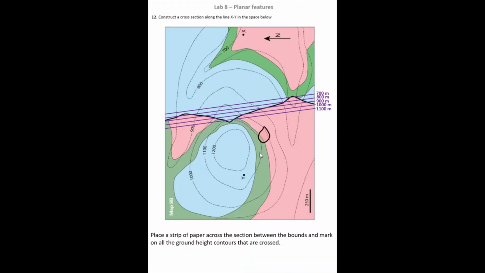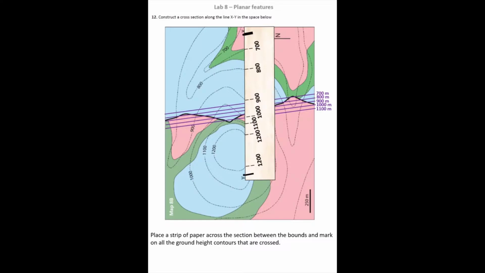Okay, next question is asking us to construct a cross-section along that line of XY. So I take my strip of paper and I line it up between my bounding points, and then I mark on the ground contours first between the two extremes of my cross section to show everywhere that I go over one of these cardinal ground heights. So 1200, 1211, 1900, 807, then 700.